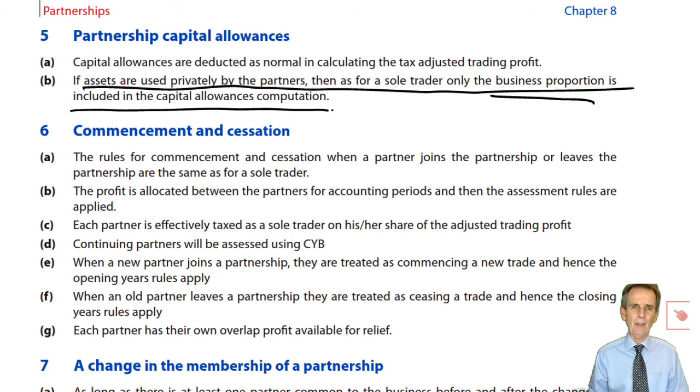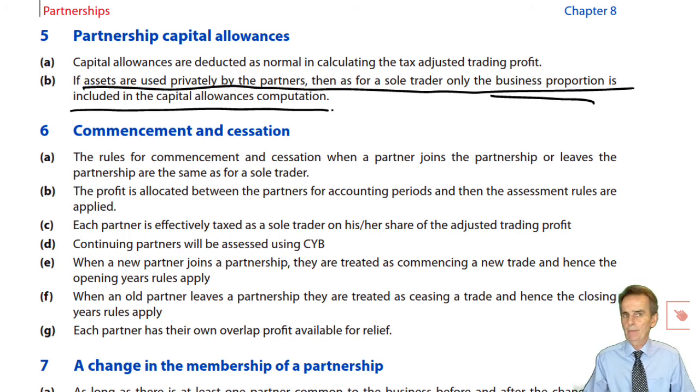Once we've got each individual partner's tax-adjusted trading profit, we need to assess it. And at the moment, all we've had to deal with is somebody who's been a partner throughout that period. It's a continuing business. So what do we use? We use current year basis, CYB. But if a new partner has joined the partnership, then as far as they're concerned, that's a new business. And therefore, we've got to use the opening year's bases of assessment. It is they that will apply to the individual new partner.